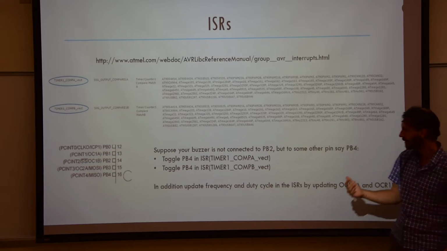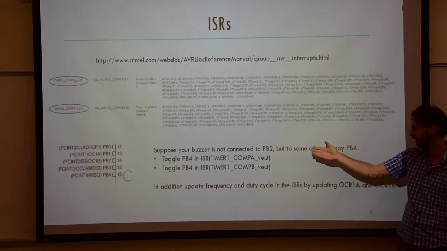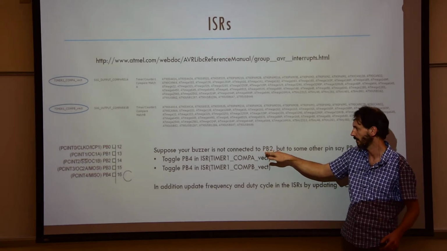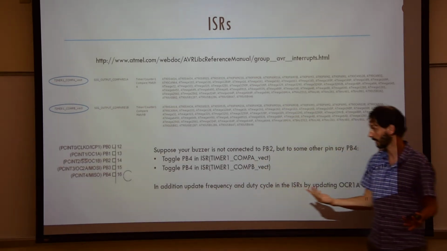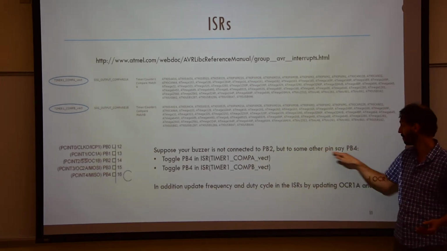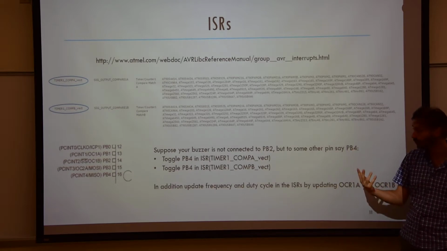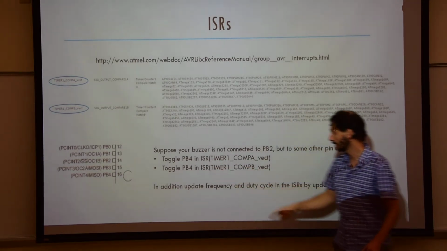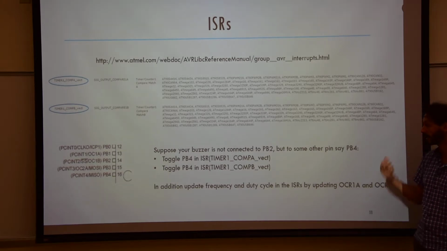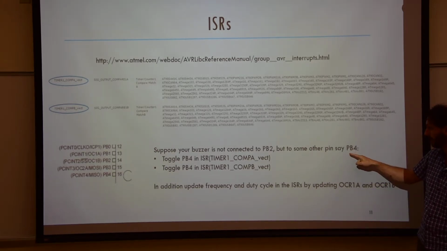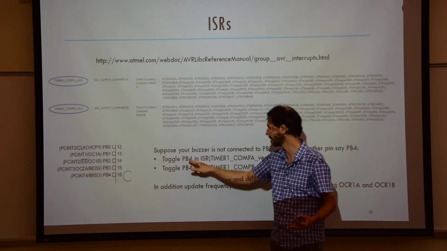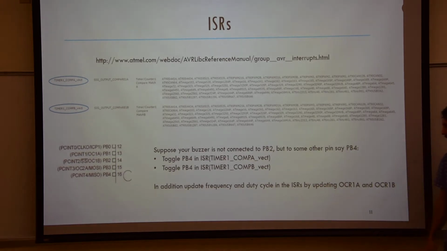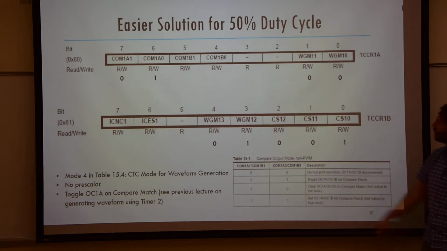But now suppose that peripheral, say the buzzer here, is not connected to PB2, which stands for the OC1B channel, right? But say some other pin, say PB4. Then what I could do is that in those ISRs, as a second role for those ISRs, I can actually toggle the value on the pin PB4. And that will allow me to hook up a peripheral like a buzzer to a different pin by using these interrupt service routines. So that's kind of nice to know.